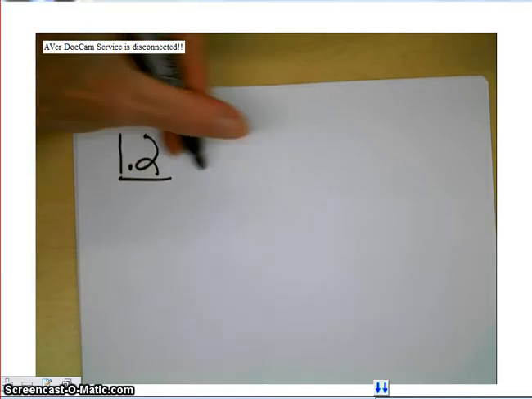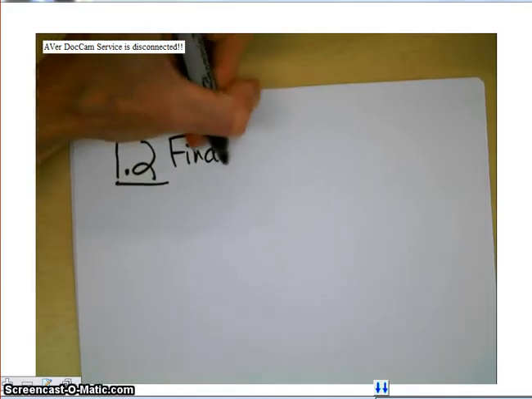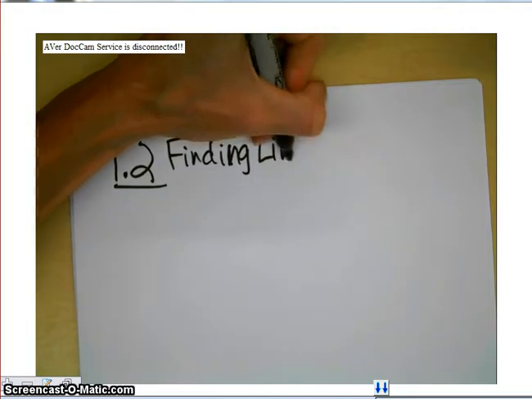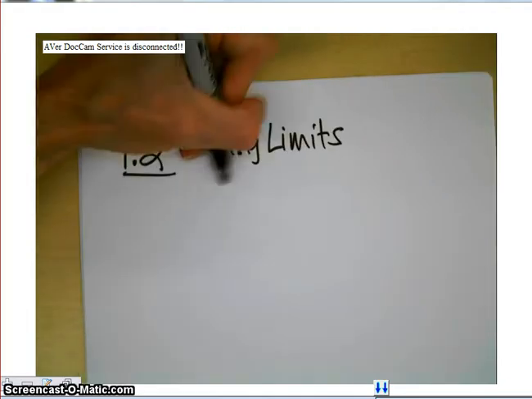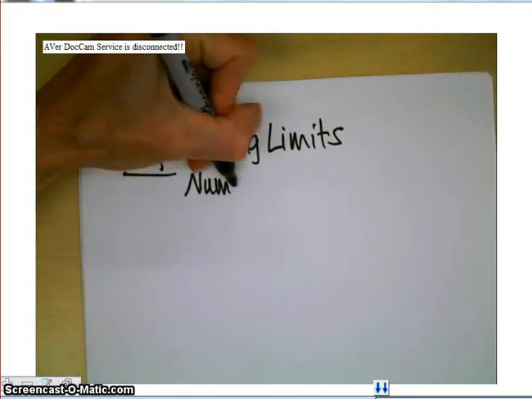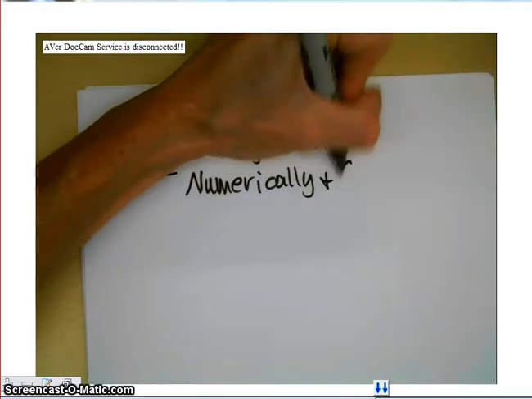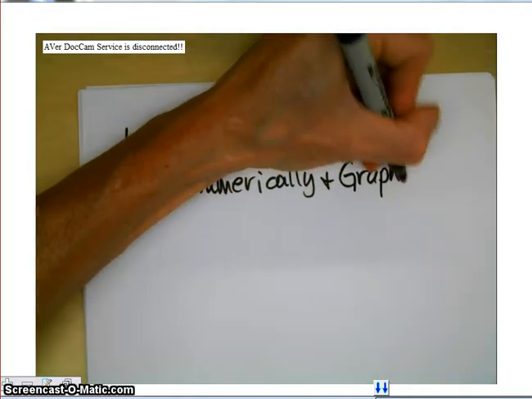And this is finding limits. And we're looking at two ways. First of all, we're going to do it numerically. And second, we're going to do it graphically.